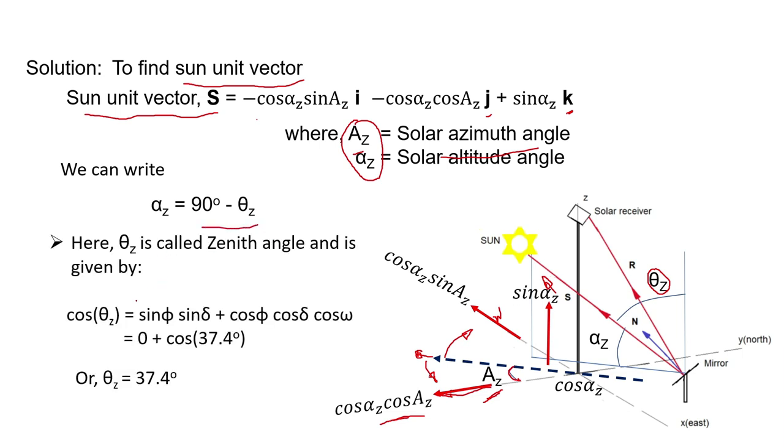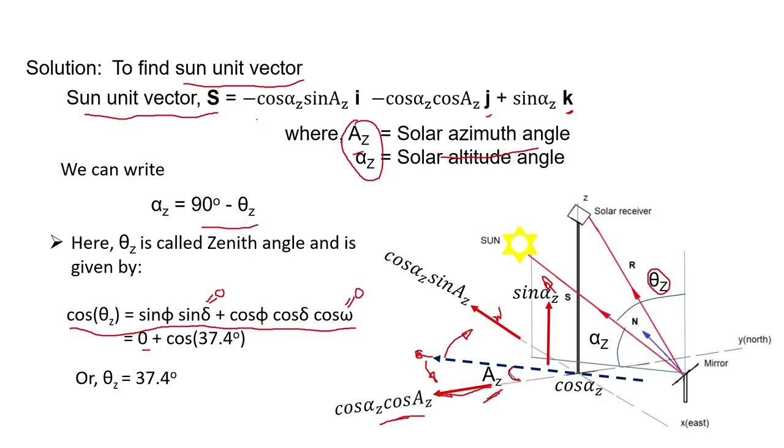And there is a relation for the zenith angle. That relation is cos theta z is equal to sine phi sine delta plus cos phi cos delta cos omega. Phi is the latitude of the place. Delta is the declination which we derived earlier. It was coming out to be 0. Phi is again the latitude, and omega is the hour angle. For the solar noon, it was already 0. So this term became 1, this term became entirely 0.